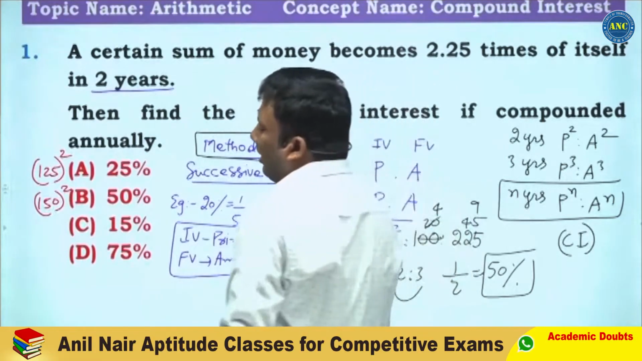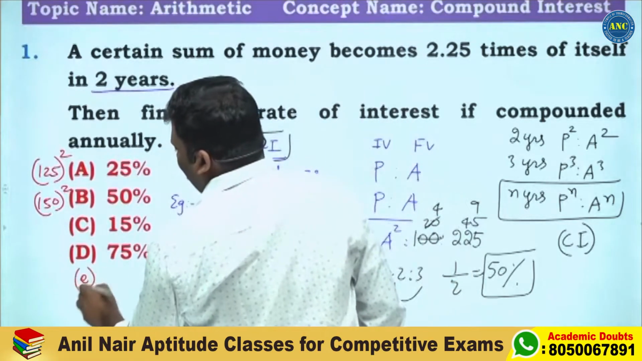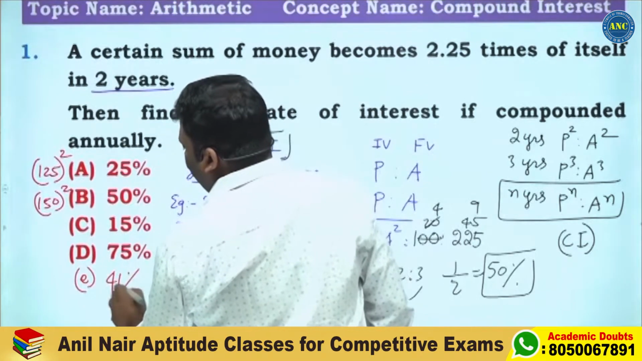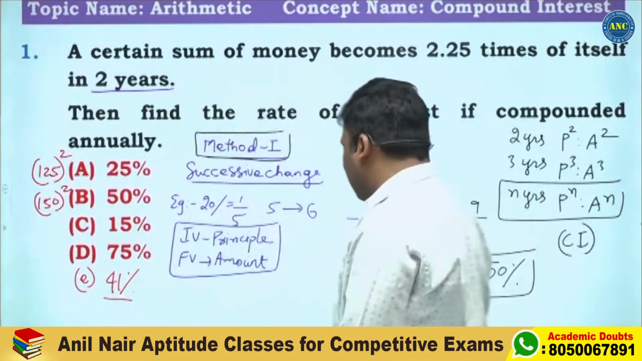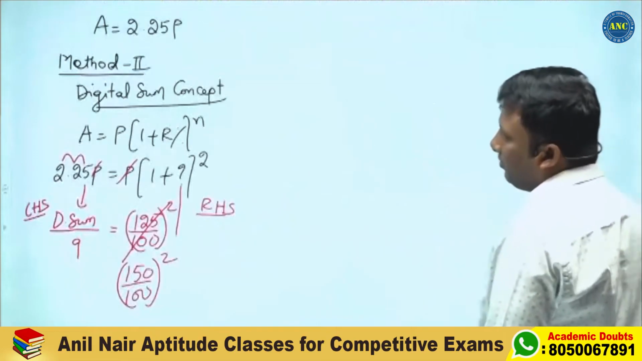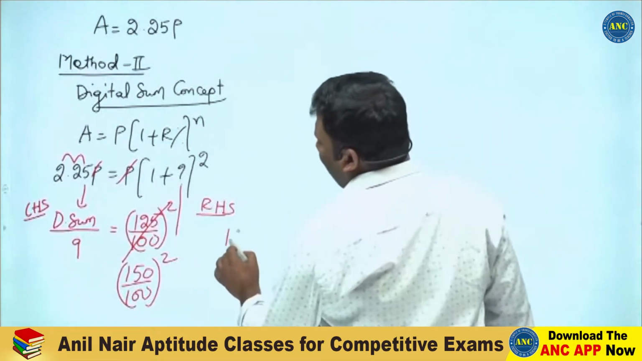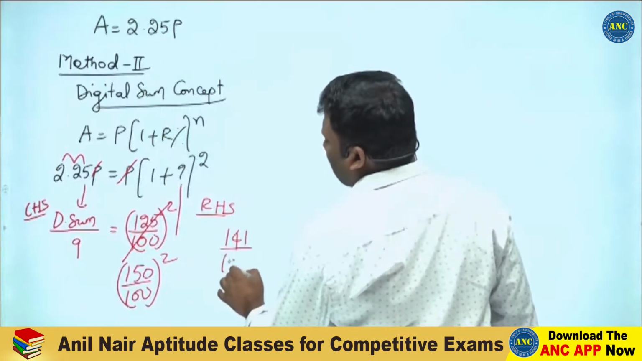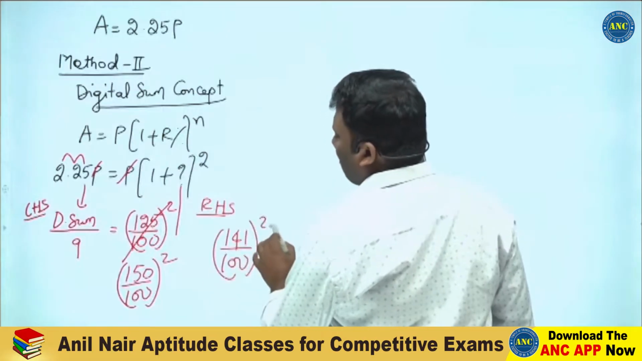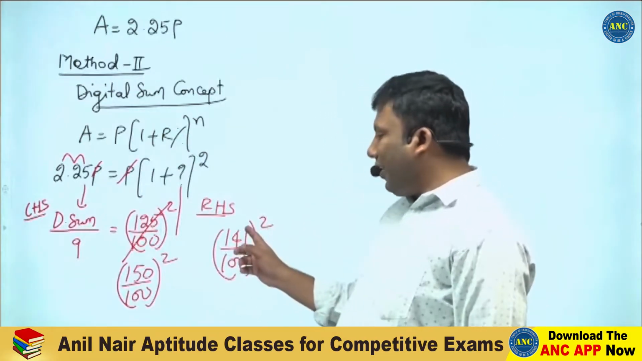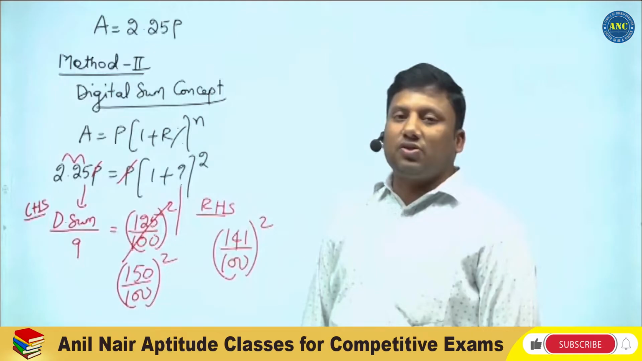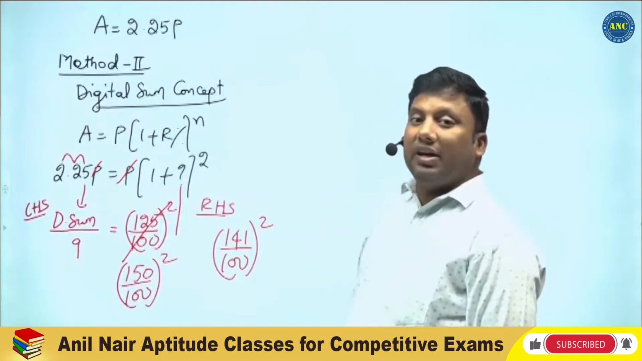Sir, why can't I take some other option? What if it is 41 percentage? A smart student might get 41 percentage also. If it is 141 over 100 squared, sir, the digital sum is matching. 1 plus 4 is 5, 5 plus 1 is 6, 6 squared is 36, which gives 9. It is matching.